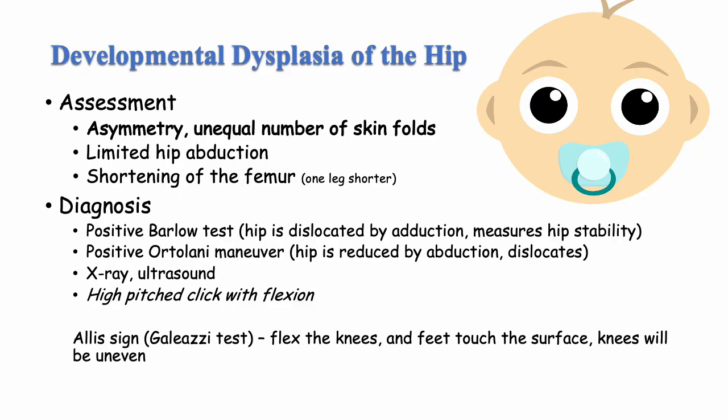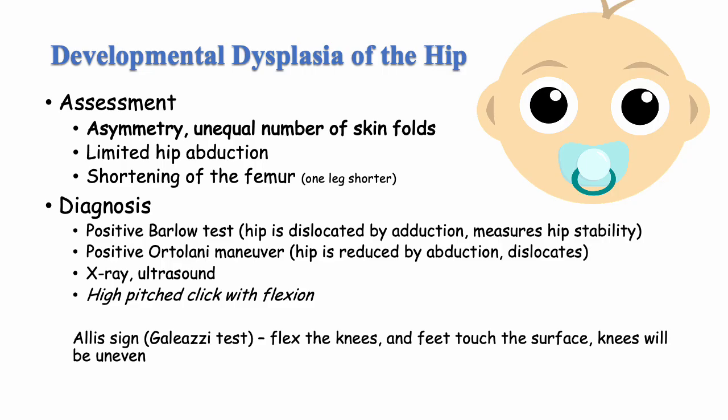So the assessment is asymmetry. Remember, assessing children is no different than assessing adults. One side needs to equal the other side. Everything is symmetry. If I'm looking at your face, I want one side to look like the other. So now I'm looking at their hips. Their hips should look the same. But sometimes just looking at a baby, you may not see the difference. It may be a nice, pudgy, fat little baby. But look at asymmetry: the number of skin folds, because babies have that baby fat, one side will have more, they'll be unequal. On one side, the hip won't go out or won't come back in. The femur, one leg will be shorter.